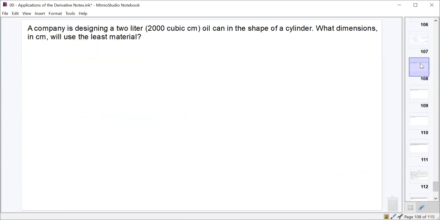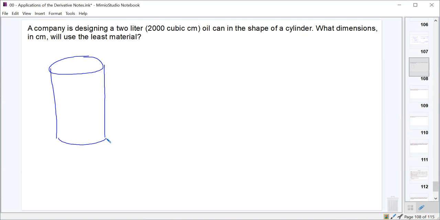Here we've got a company designing a 2-liter, which is 2,000 cubic centimeters, oil can in the shape of a cylinder. We want to know what dimensions in centimeters will use the least amount of material. So we're talking about a cylinder. If we're talking about a cylinder, we'll sketch a little cylinder here. Not going to be perfect, but good enough.